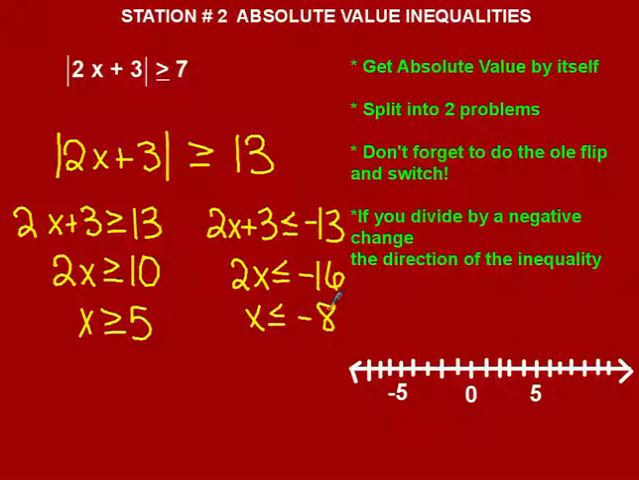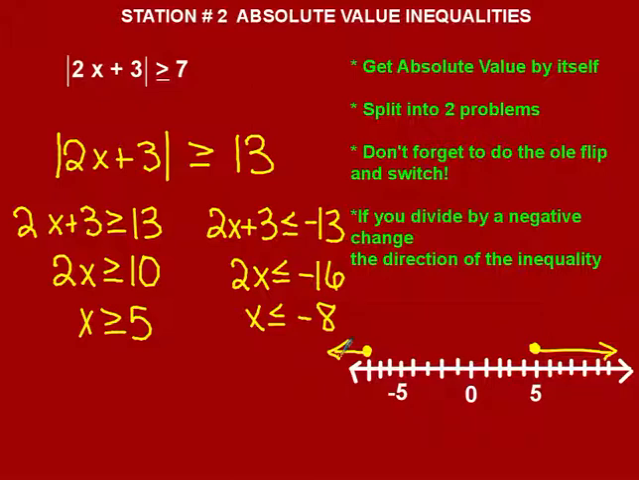X is greater than or equal to 5. I'm going to go to 5 and fill in my circle, and all the solutions greater than or equal to 5 are to the right of 5. I'm going to go to negative 8 and put a closed-in circle because it is less than or equal to, and all the x's that are less than or equal to negative 8 are to the left. So that's one way to graph it, is with your number line.